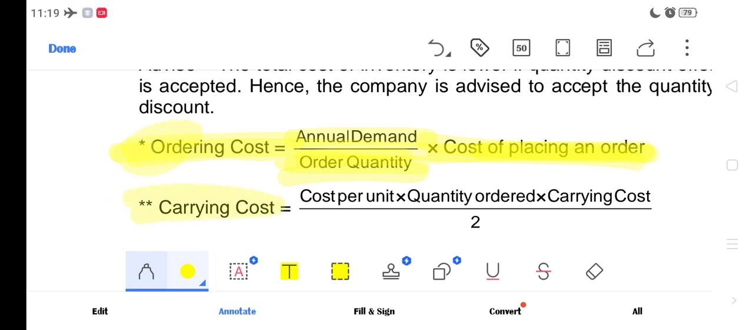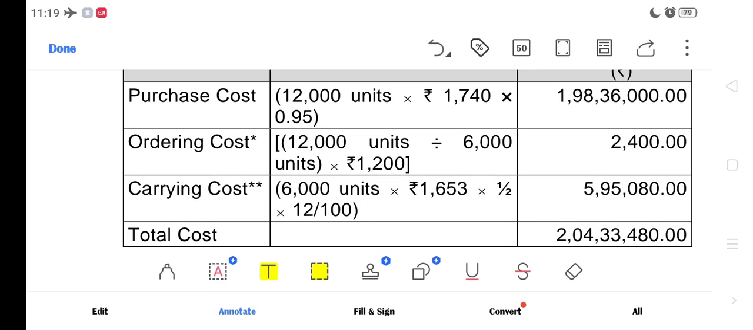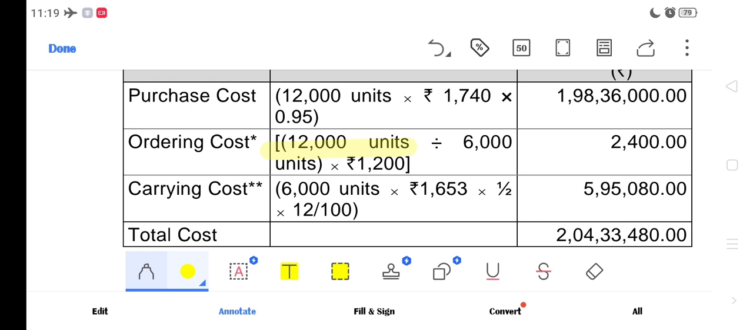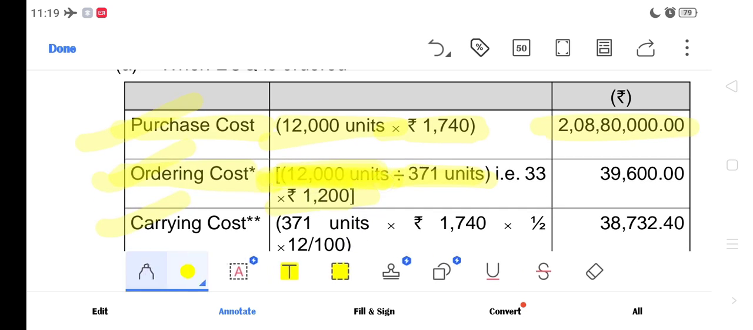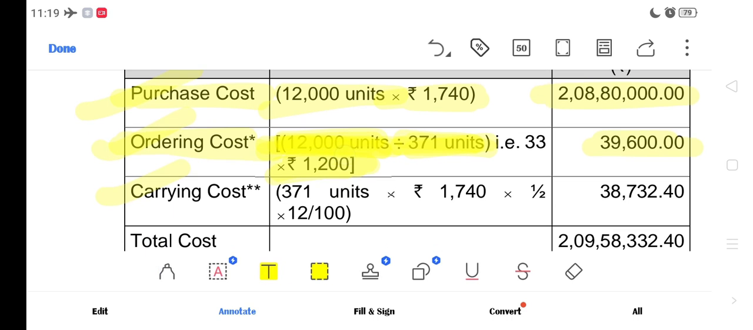What is carrying cost, guys? It is half, which is 1 by 2, into cost per unit into quantity ordered into carrying cost, right? This is the formula. So ordering cost: 12,000 units divided by 371 units, which is the order quantity, into 1200 ordering cost, which comes to 39,600.